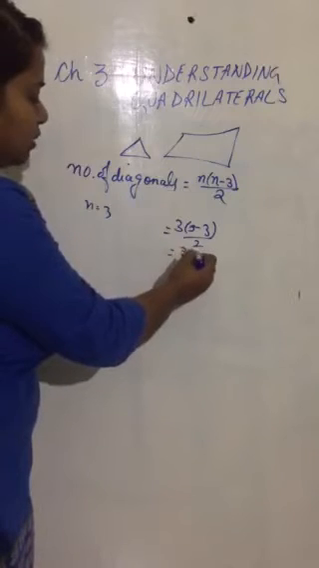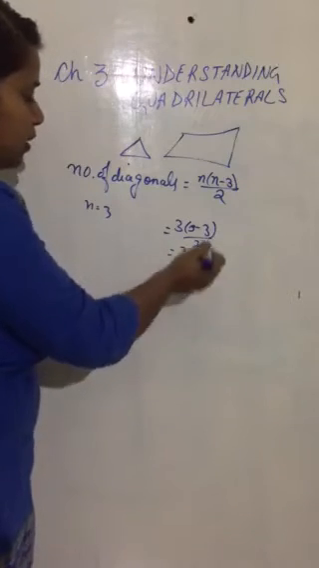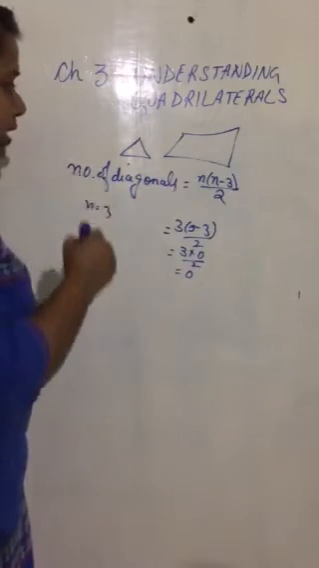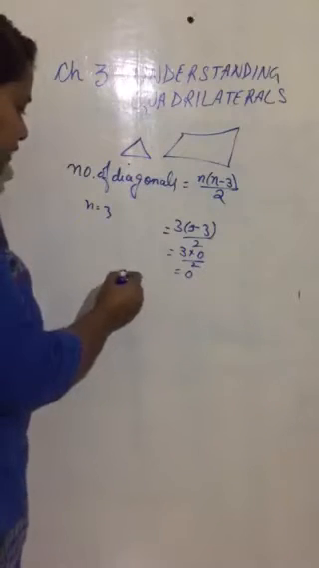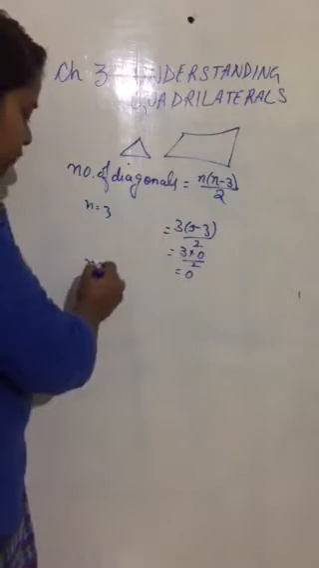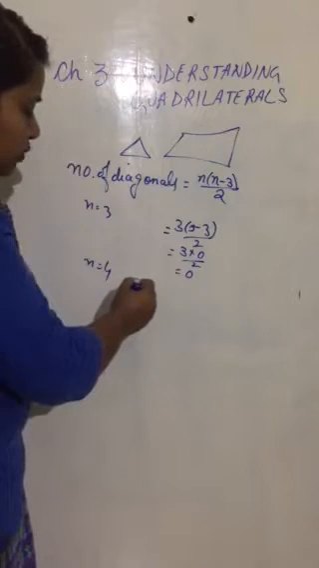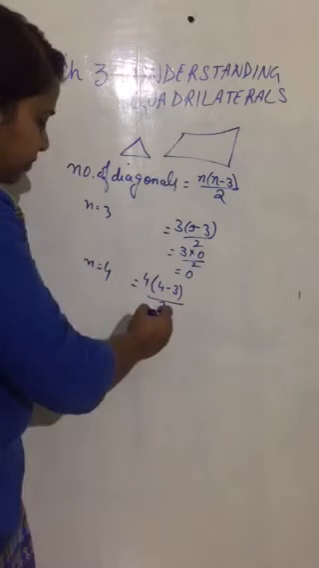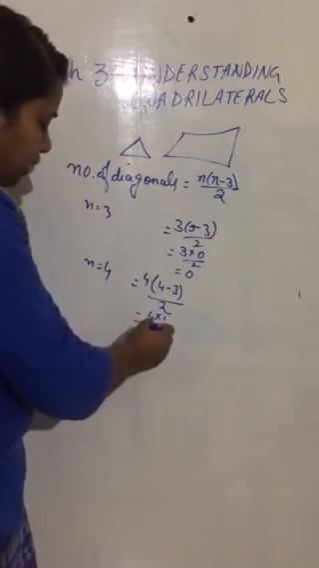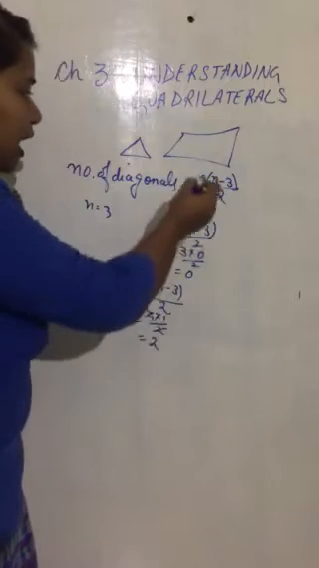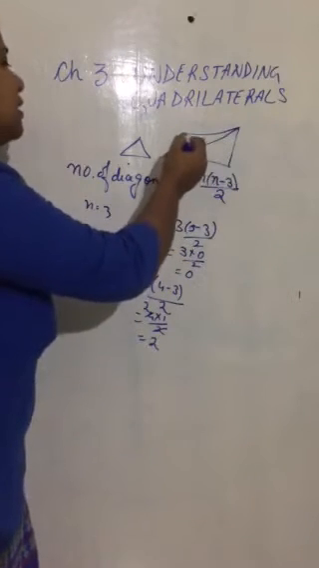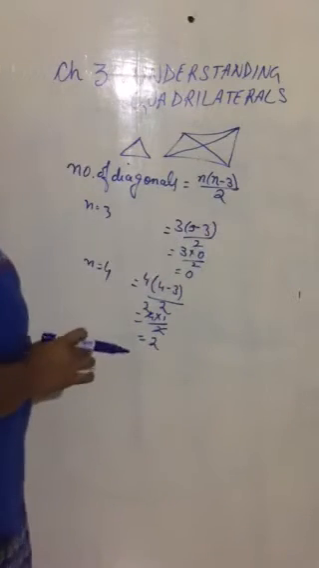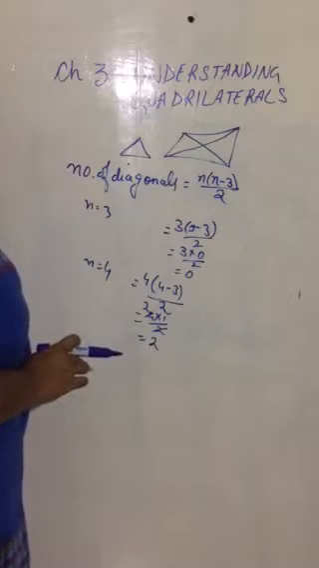So this gives us how much? 3 into 0 by 2 is 0. And you know also that a triangle does not have any diagonal. Let us check for a quadrilateral. Here n is 4. So how many diagonals will it have? 4 into 4 minus 3 by 2. So 4 into 1 by 2, we can cancel. So how much are you getting? 2. And you know that in a quadrilateral we have 2 diagonals. So it is proved. So this is the formula to find the number of diagonals in a polygon.